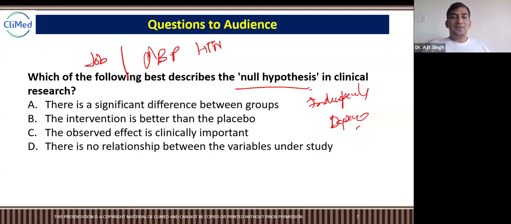So hypertension, if you're talking about diabetes as the dependent factor, then hypertension and alcohol both can relate. The intake of alcohol can cause hypertension also, and hypertension and alcohol consumption both can cause diabetes also. So there is a causal relationship even among the independent variables.